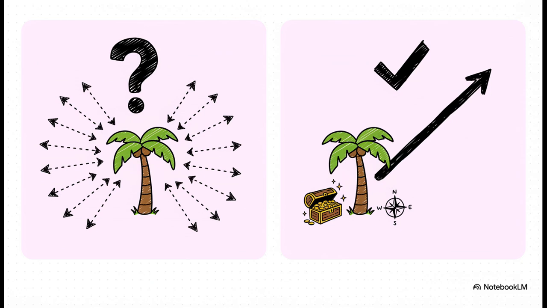Go 10 miles is a totally incomplete instruction. But go 10 miles northeast, now we're talking. Now we can actually find something. That one tiny extra detail, the direction, it changes absolutely everything. And that's the core idea we're digging into today.